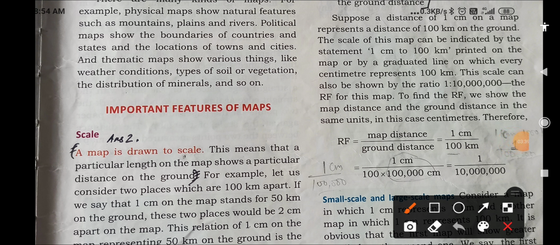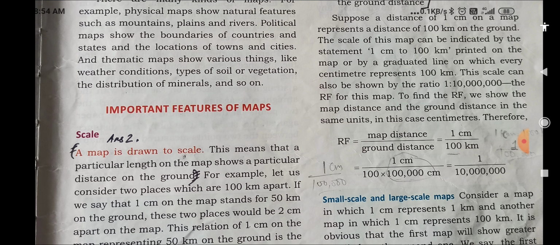Suppose a distance of 1 centimeter on a map represents a distance of 100 kilometers on the ground. So it is written on a scale. It can be written like this: 1 centimeter to 100 kilometers. So now what will you do? Map distance is 1 centimeter and ground distance is 100 kilometers. So now you have to convert kilometers into centimeters. What you have to do is just multiply it by 100,000. So your answer will come in the form of centimeters. That will be the RF. Okay. Next is small scale and large scale map.